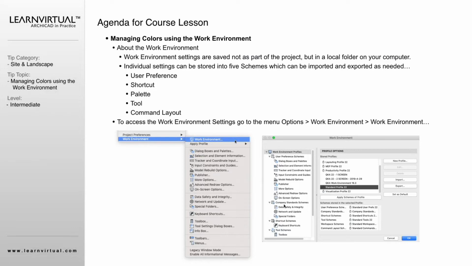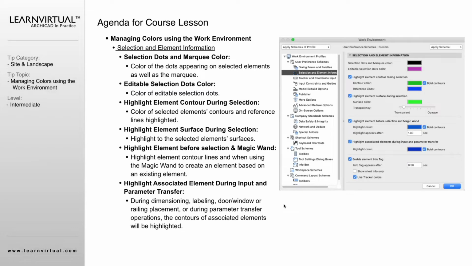So to get to your work environment, you're going to go, I think it's on-screen options, and pull up your work environment. And this is what it's going to look like here. As you can see, where all of these different colored boxes are, this is where you can change the color that your highlighted elements are going to be and what their contours look like while they're highlighted. The highlighted surface of that element, you can change the color. You can change the transparency of it.